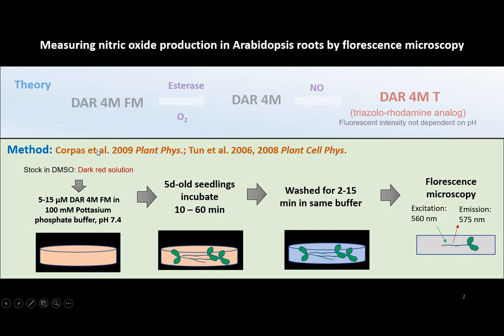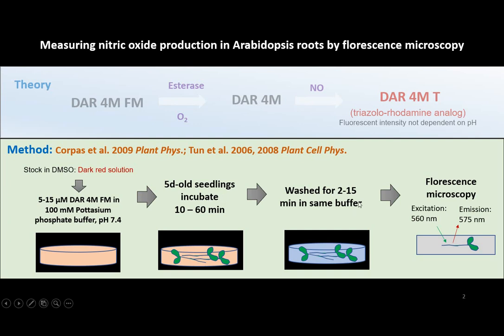There are different methods described by different scientists. From the stock solution, you can take around 5 to 15 micromolar concentration in potassium phosphate buffer and incubate these plants for around 10 to 60 minutes, depending on the conditions you use.